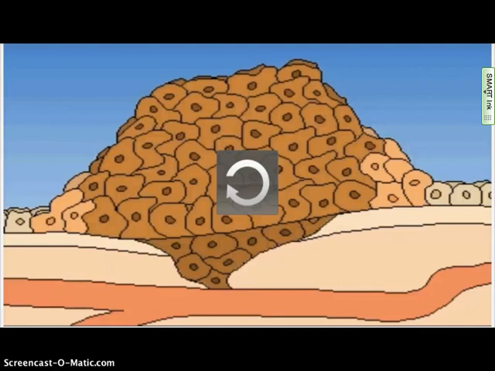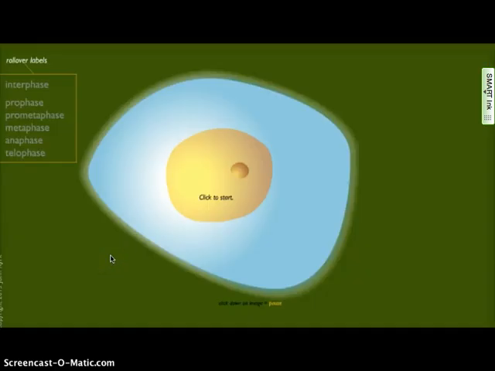Now let's take a second and review mitosis in an animation. So here's an animation of what mitosis should look like. Remember, this is different from what we just saw, which was cancer. If we click on the cell, notice what's starting to happen.